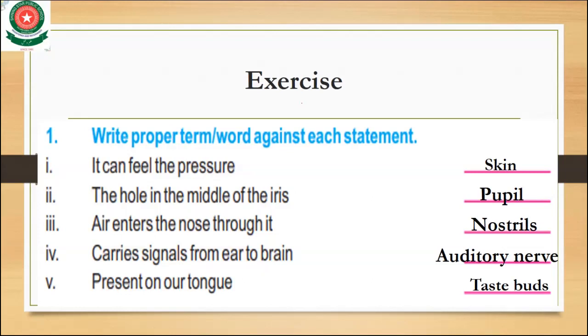Okay, the next is carries signal from ear to brain. This is the auditory nerve. Okay, next is present on our tongue. The taste buds are present on our tongue. Okay, write this.